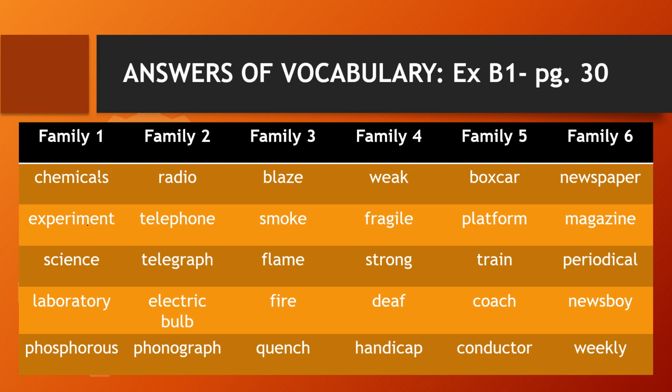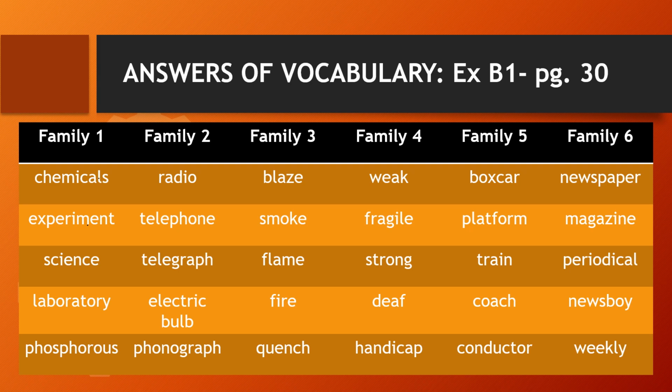Let us see the fourth family. Weak, fragile, strong, deaf, and handicap. Now all these words, children, are words related to Edison. Initially he was weak and fragile, then he became strong, he became deaf, and he became handicapped. So all these words are related to Edison. Write them down quickly in your book in family number 4. Now let's see family number 5.